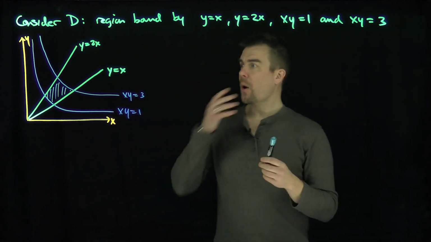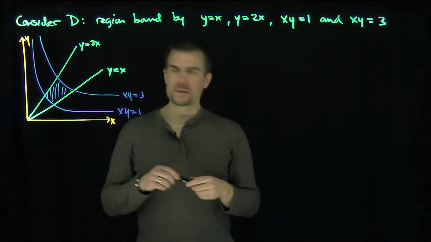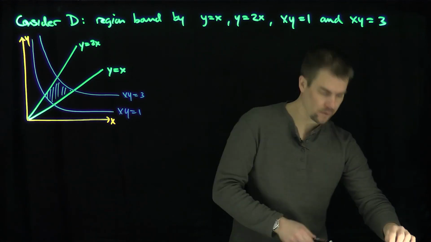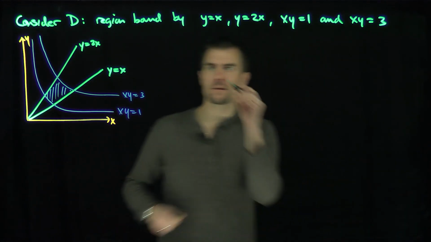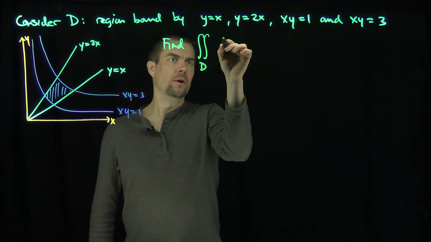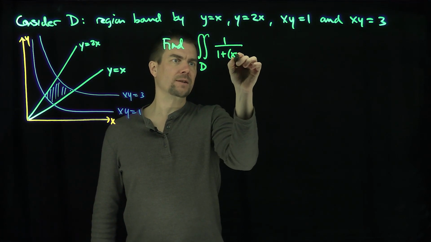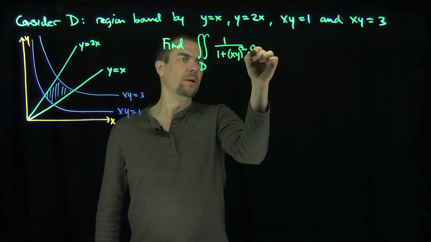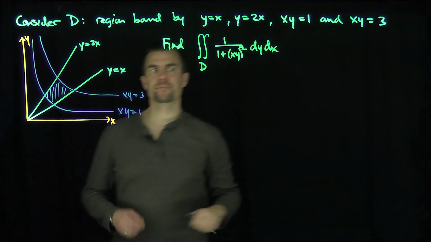Okay? Now, what's the idea? The idea is that I would like to find this integral. So let's write down the integral we'd like to find: a double integral over this region D of 1 over (1 plus x times y) quantity squared dy dx.